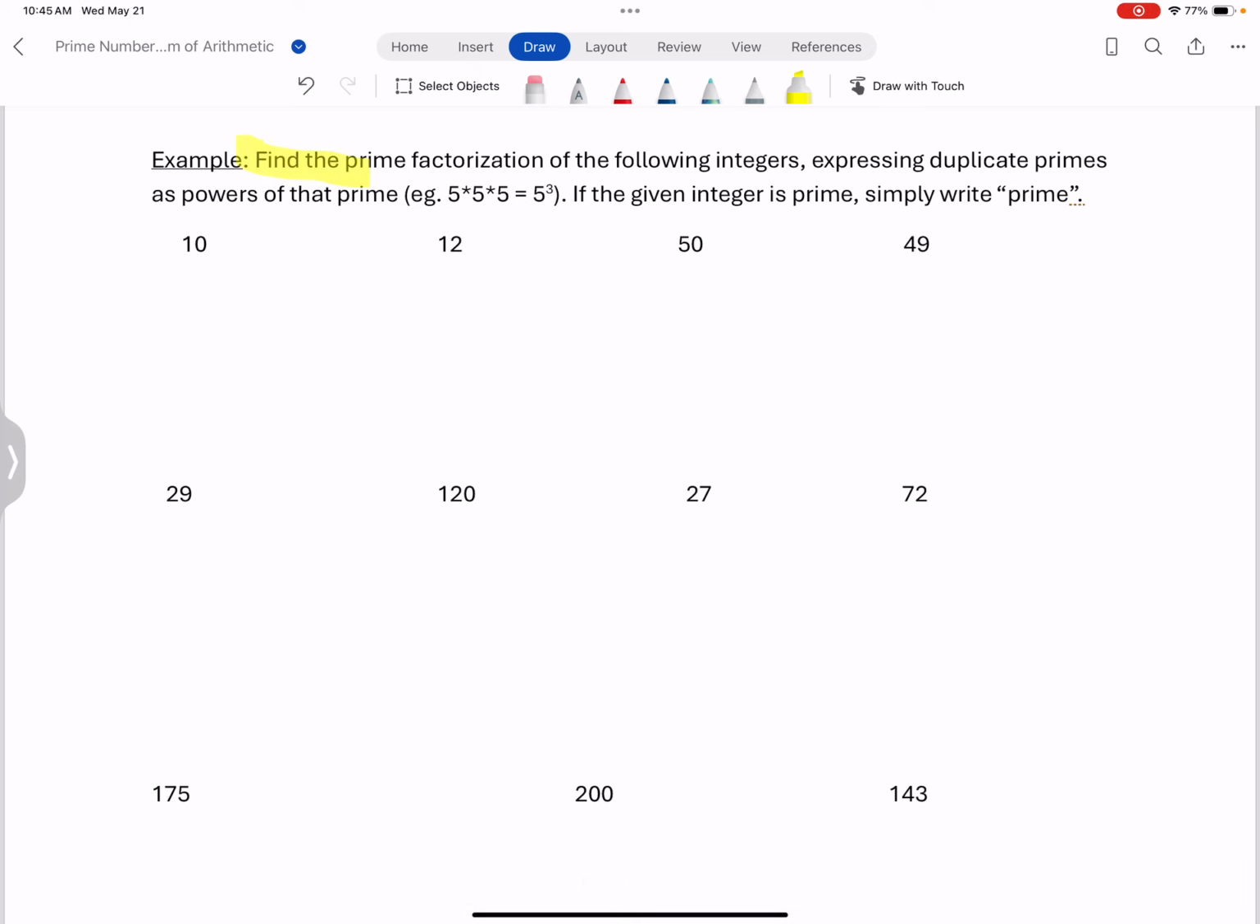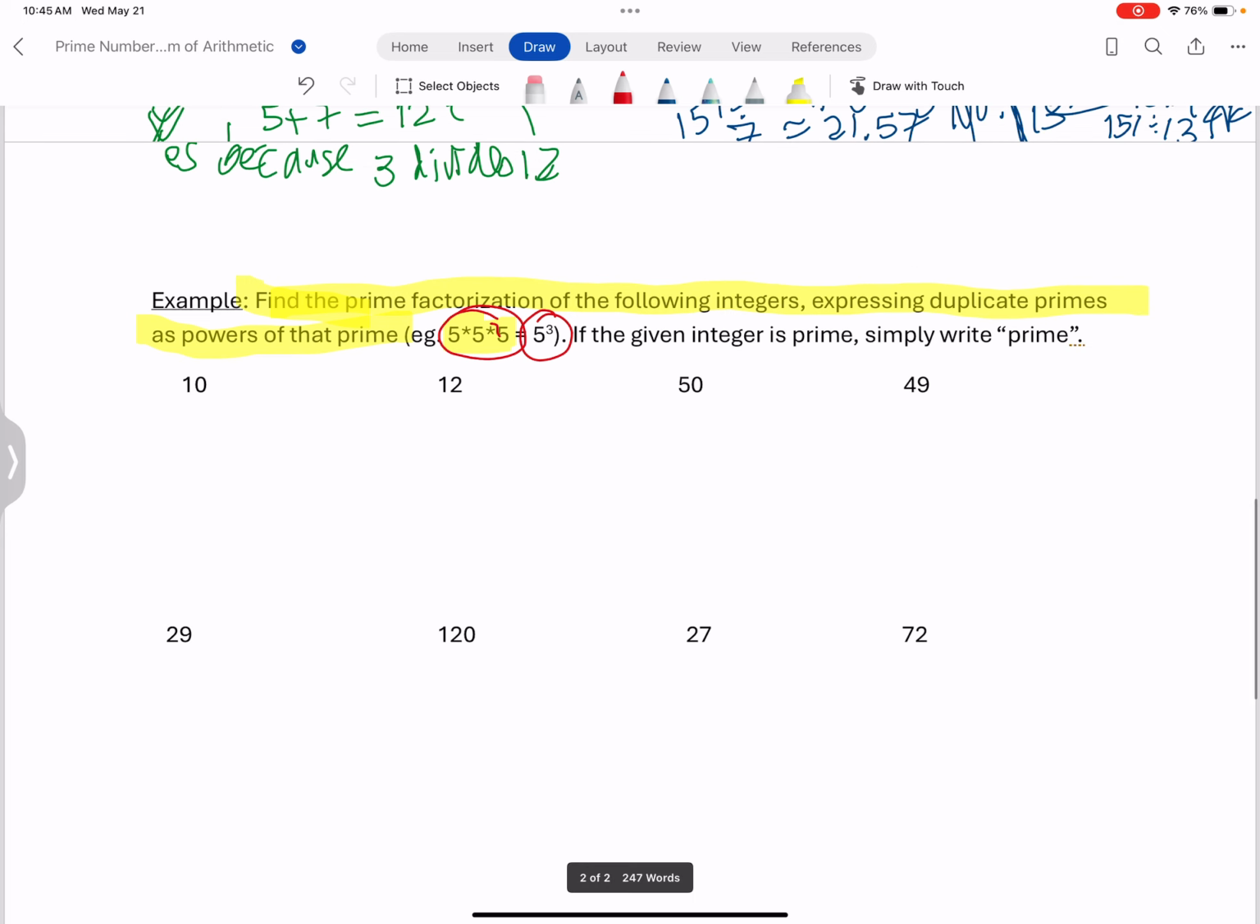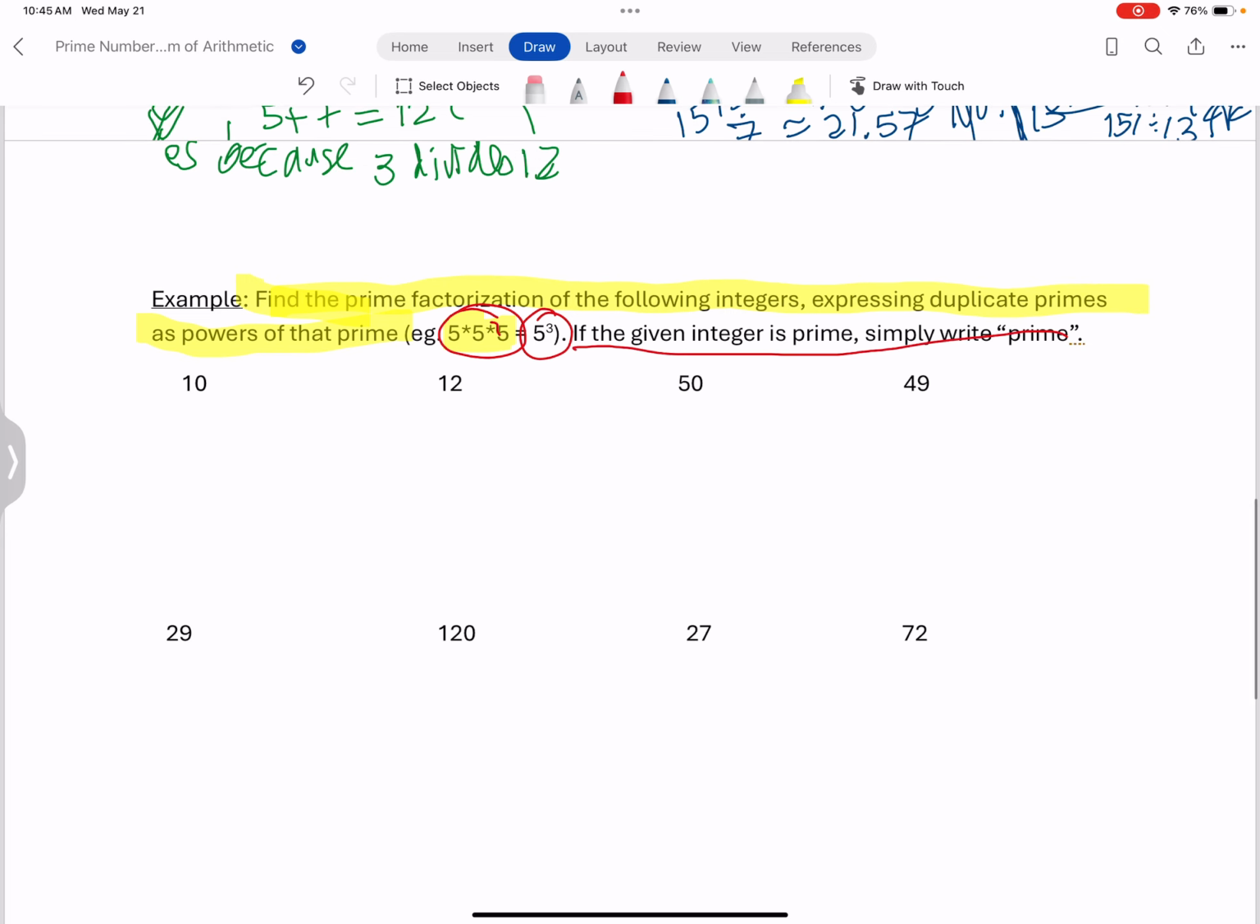Okay, now we kind of talked about the definition of prime factorization, but now we're going to try to find the prime factorization of a bunch of integers. And then just to make sure that all our answers match, we're going to express duplicate primes as powers of that prime. So for example, if you found all the prime divisors and there were 3 of the same one, like here it looks like 3 5s, I wouldn't write them out like that, 5 times 5 times 5, I'd write that as 5 to the 3rd power. And then if the given number is prime, just write prime, because if a number is prime, it is its own prime factorization.